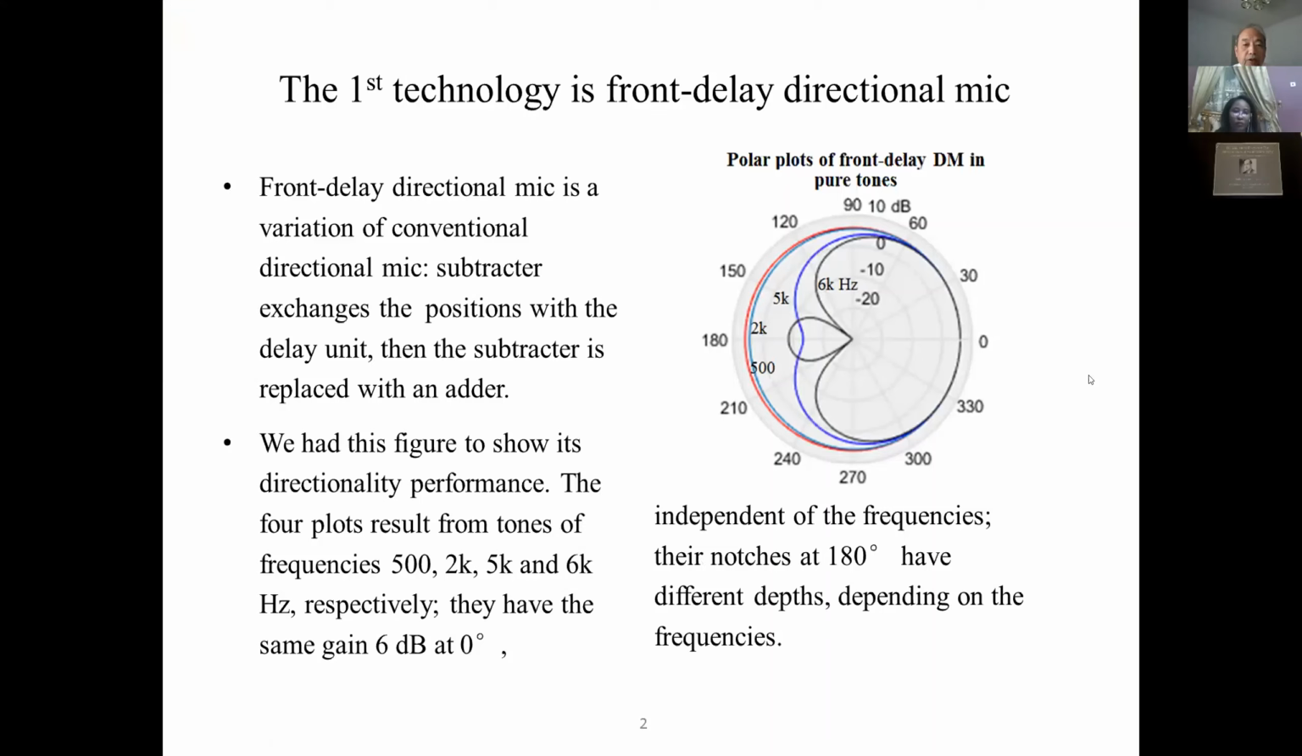The first technology is the front delay directional mic. Front delay directional mic is a variation of conventional directional mic. The subtractor exchanges positions with the delay unit. Then the subtractor is replaced with an adder. We had this figure.